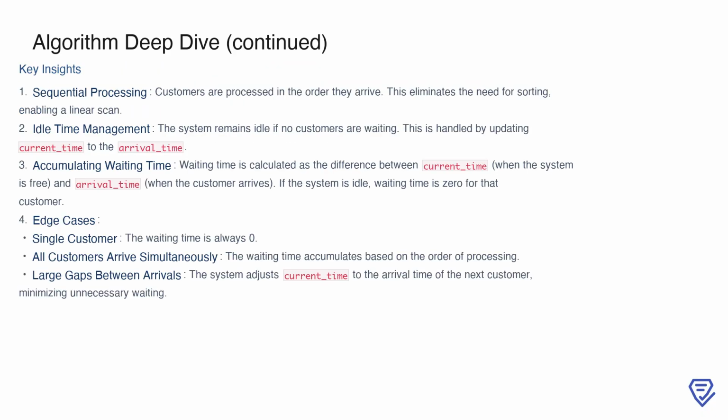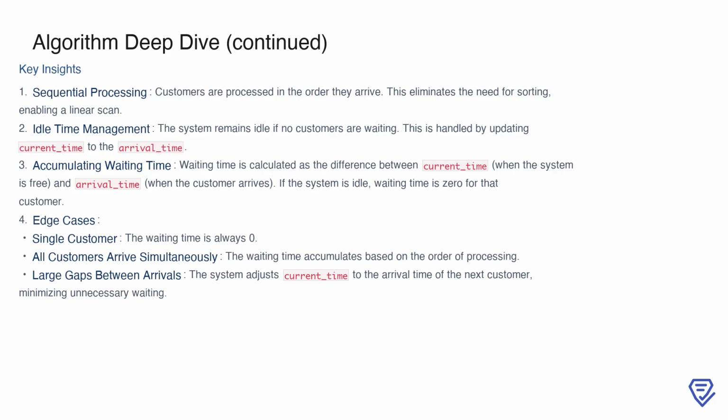Now, there are several key insights that make this algorithm effective. First, customers are processed in the order they arrive, so no sorting is needed, enabling a straightforward linear scan. Second, the system handles idle times naturally by updating the current time to the next arrival time if no customers are waiting. Third, waiting time is calculated as the difference between the system's current availability and the customer's arrival time. If the system is idle, waiting time for that customer is 0.